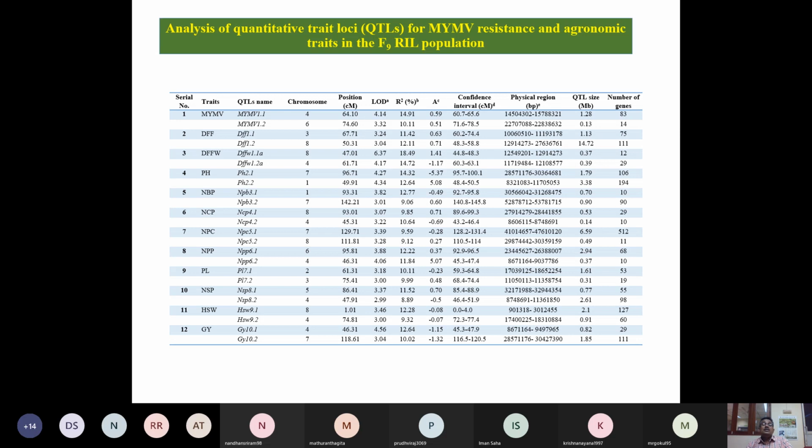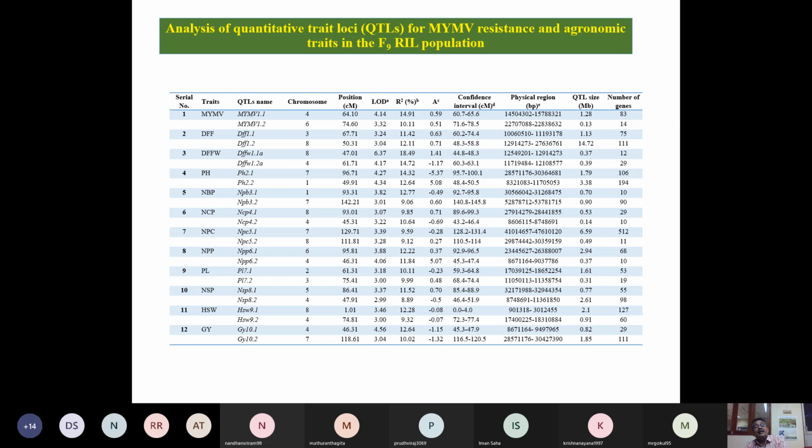For example, 1 centimorgan is almost equal to 1 to 2 MB region. So in this case, less than 1 centimorgan, around 1 centimorgan distance, is around a 1.2 megabase region. It is a reasonably good region. You can see that. Whenever you annotate, you can see there are 84 genes in this region, around 1.2 megabase.